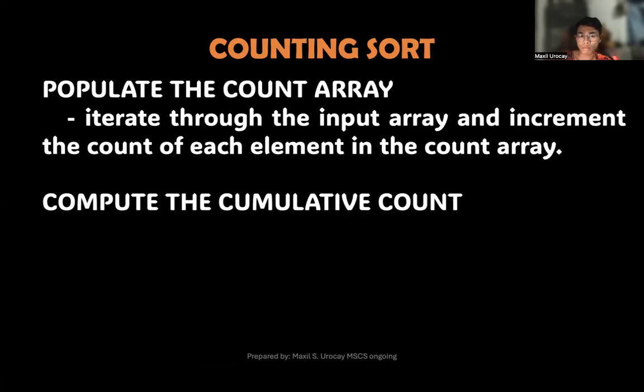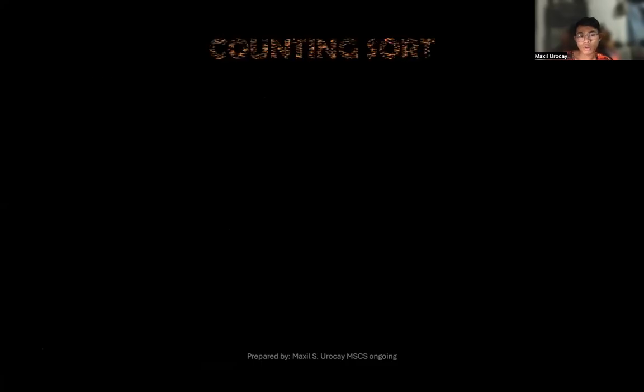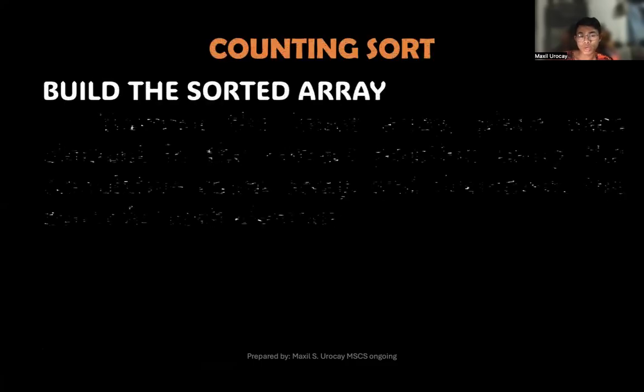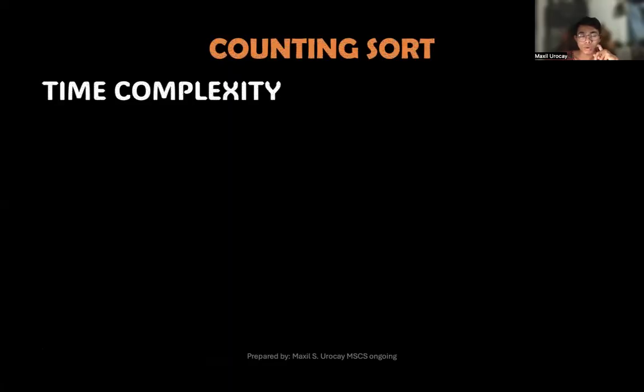Then compute the cumulative count: modify the count array by updating each element to store the cumulative sum of the previous counts. That step helps you to determine the correct position of each element in the sorted array. So for this one, building the sorted array: traverse the input array, place each element in the correct position using the cumulative count array, and decrement the count for each element. So you will begin to decrement that by 1. After that, you will check everything.